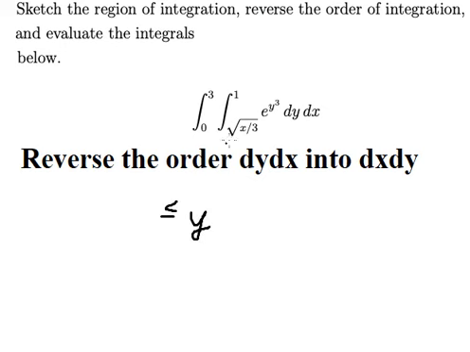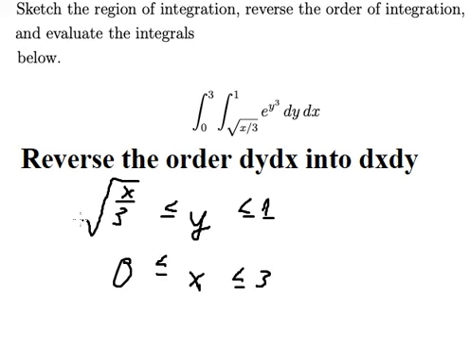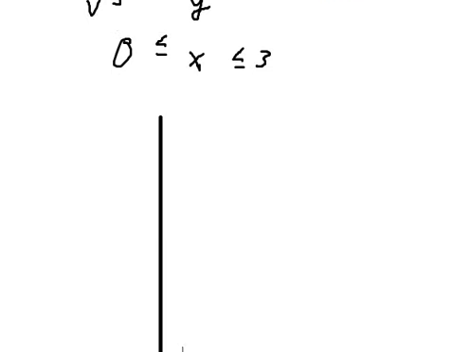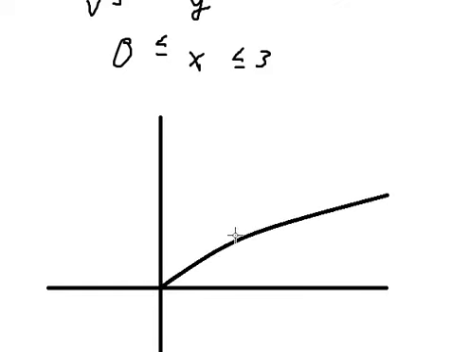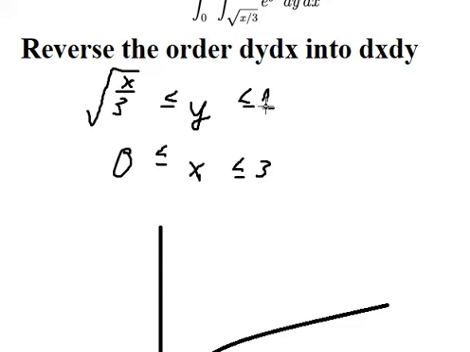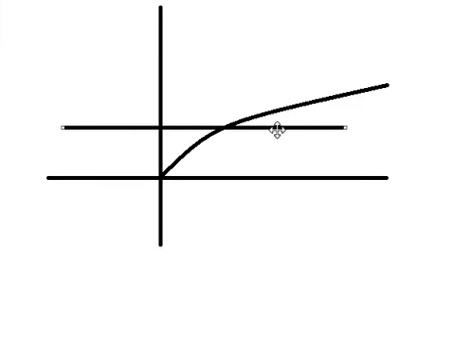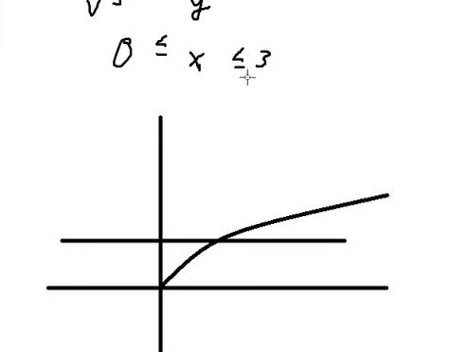So we can see that y is greater than the square root of s over 3 and smaller than or equal to 1. About s, that should be from 0 to 3. Now we need to graph about this one. So this one should be like this, and y equals 1. That should be like this from 0 to 3.